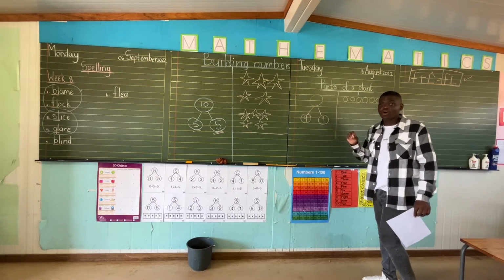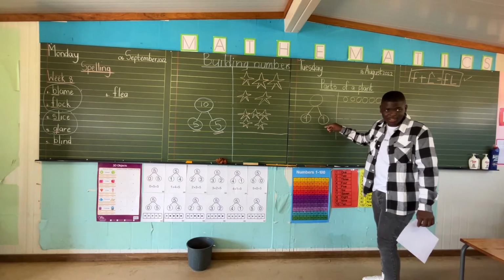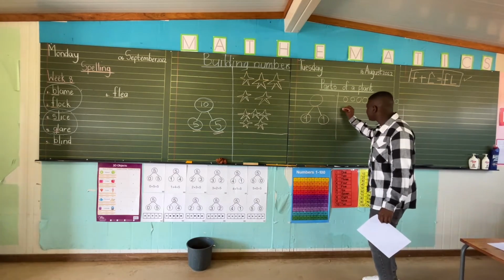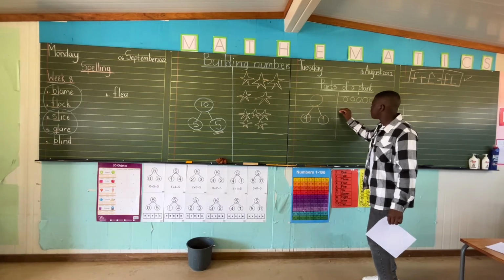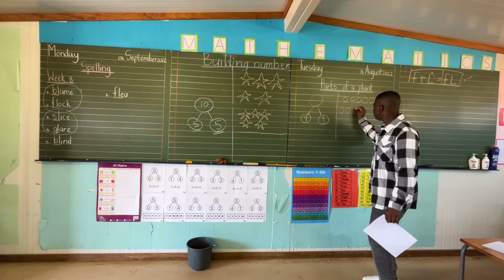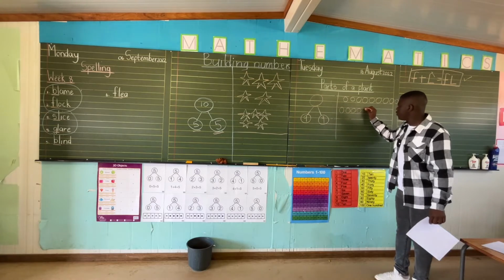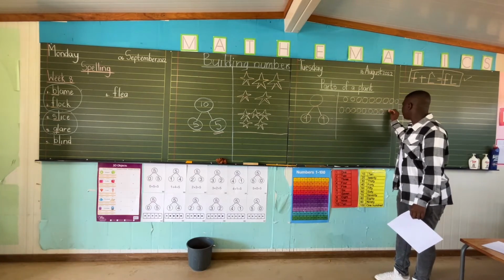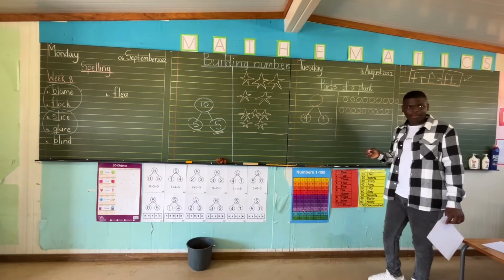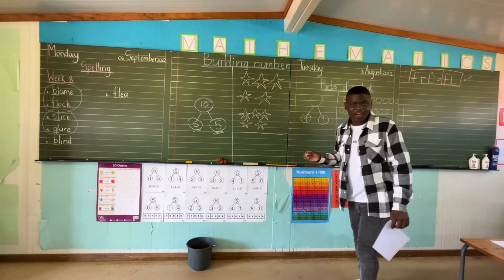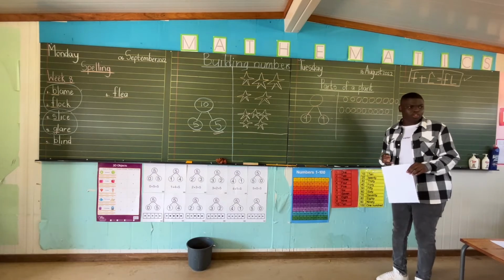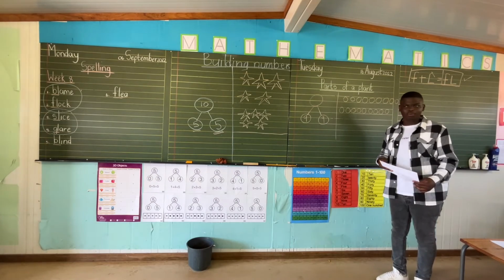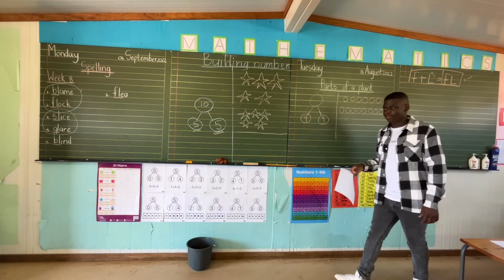Okay, so now we draw another 9 circles. Let's start. 1, 2, 3, 4, 5, 6, 7, 8, 9. We have another 9 circles. You can also draw them on your own. We're done.